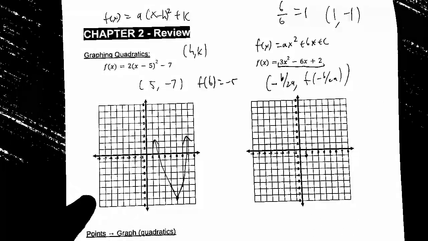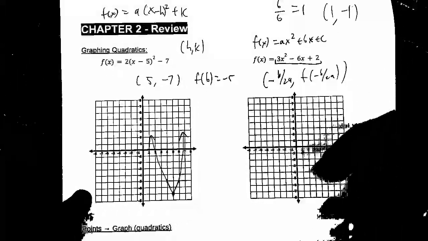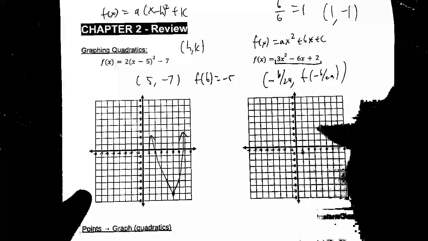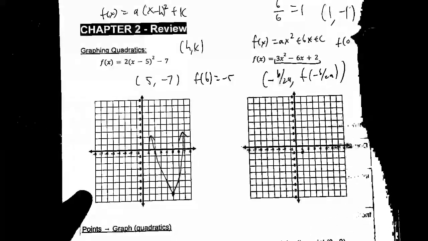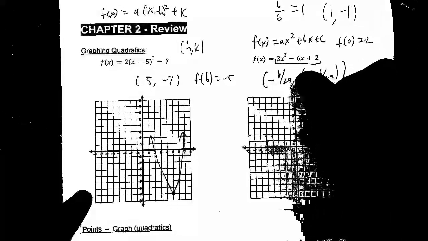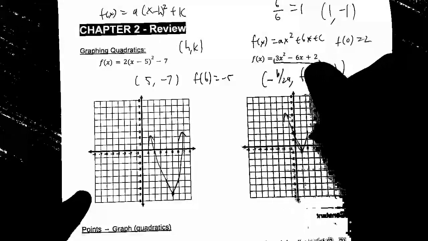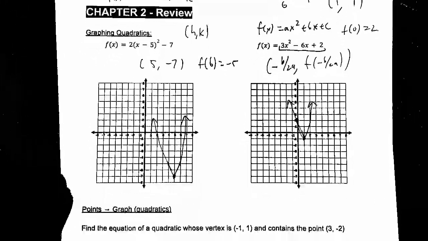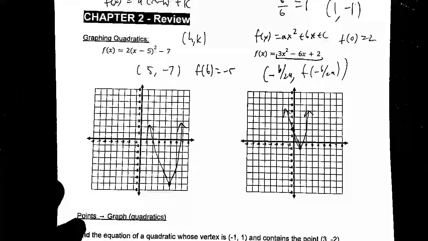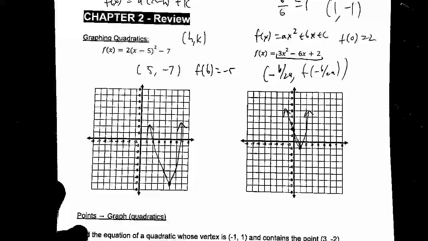And then same thing as the other side, plug in a 0 to get another point. So f of 0 is 2. And then I can get a rough sketch from there. Okay? Good on that? So getting the vertex is either negative b over 2a, f of negative b over 2a, or h comma k, and I plug in a couple points to get a sketch.